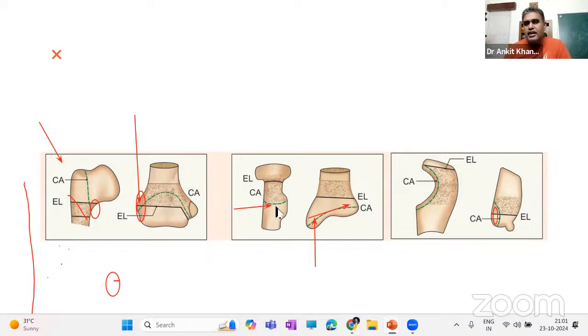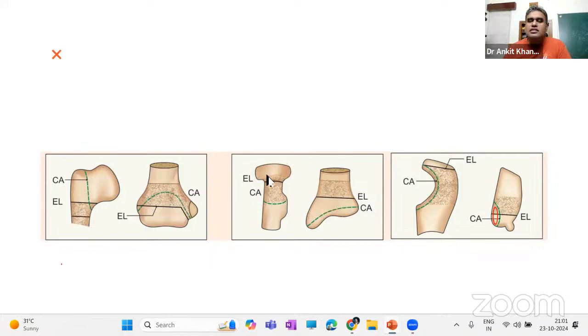Similarly, if you look at the middle diagram, the radius upper end will form the elbow joint. You can see the epiphyseal line is completely inside the capsular attachment. The epiphyseal line is going through the neck, and the capsular attachment is reaching the radial tuberosity. So here it is completely inside. While if you look at the lower end of the radius in this image, you'll see the epiphyseal line is away from the capsular attachment because the wrist joint is below. So it is problem free.